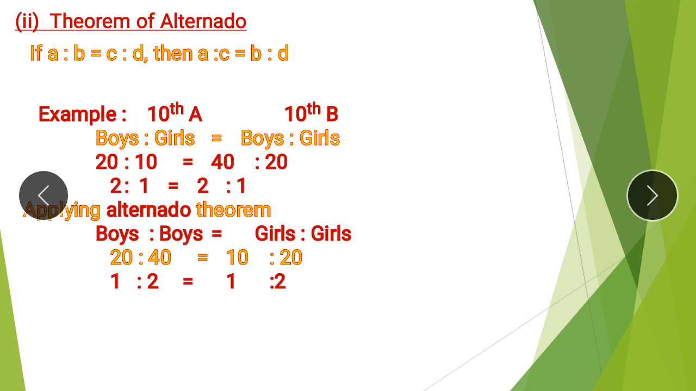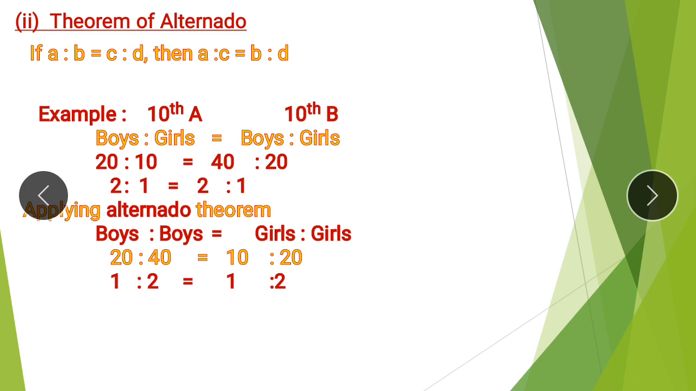Next is the theorem of alternando. The theorem of alternando states that if A ratio B equals C ratio D, then A ratio C equals B ratio D. Alternando is also a Latin word, and we can refer to it as the word alternate. If we go with the alternate process, like first, not the second, but the third one, the alternate one, again there will be no effect on the ratios.